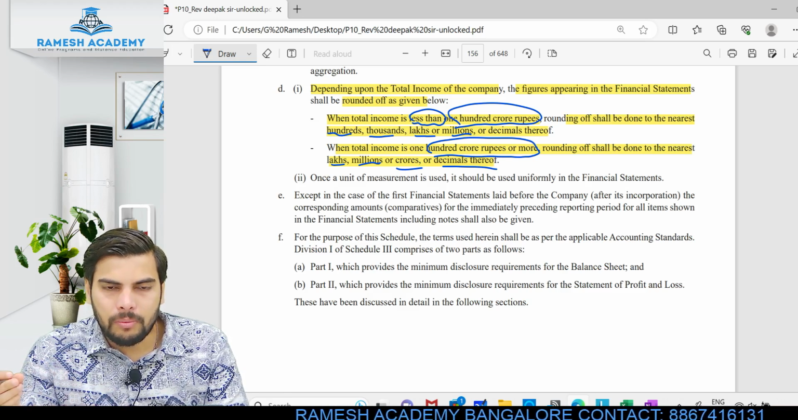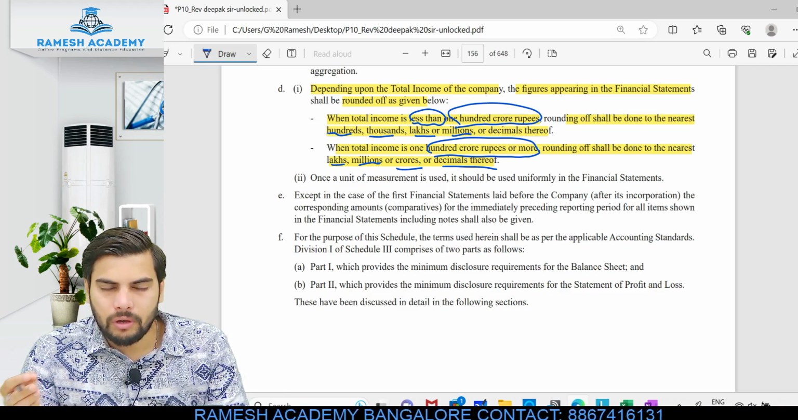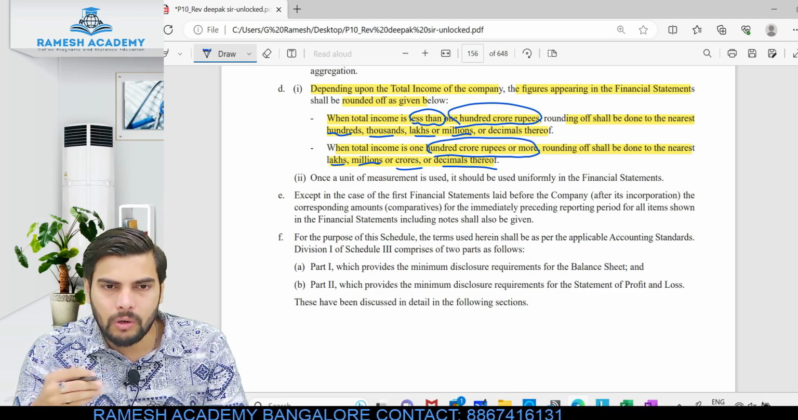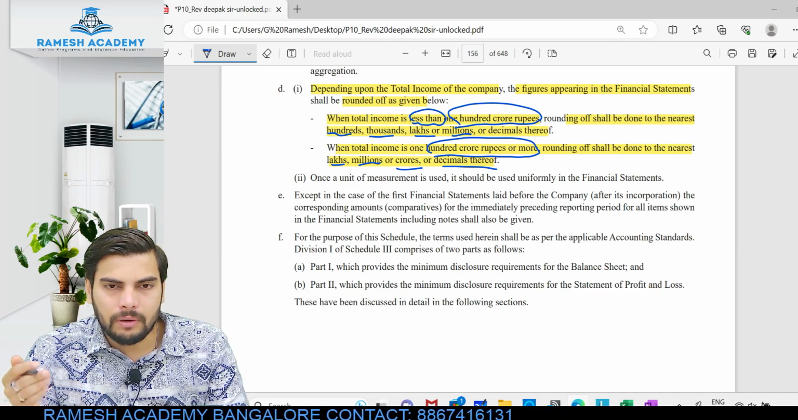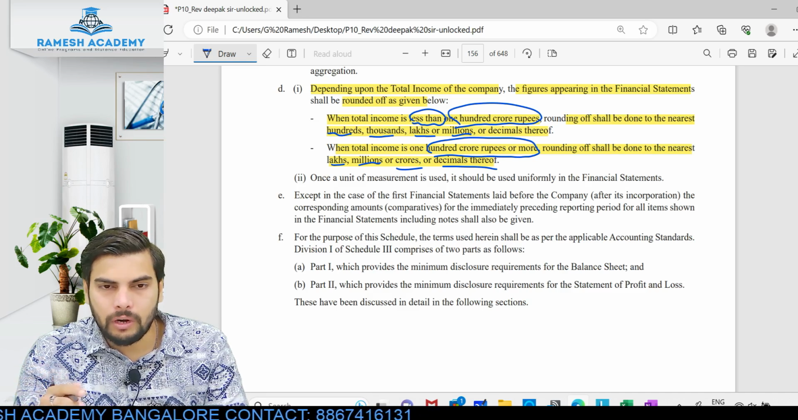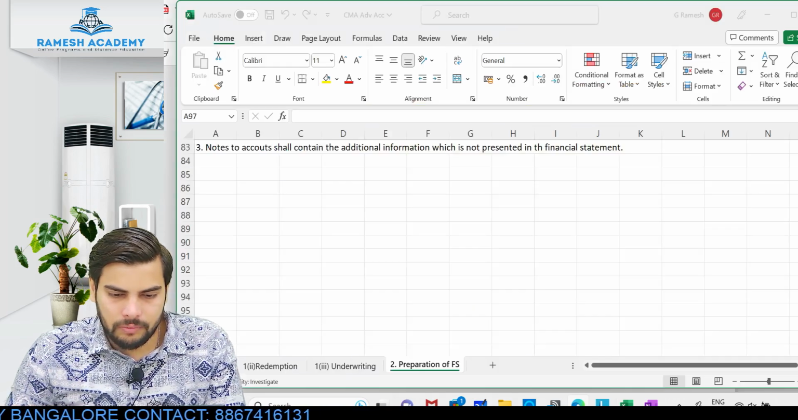So rounding off will be done to the nearest lakh, millions or crores. But for those entities wherein the total income is less than 100 crore, the rounding off will begin from the nearest 100,000, lakhs, millions. So that's all, we don't have any crores over there. But here I'll just write this point over here.